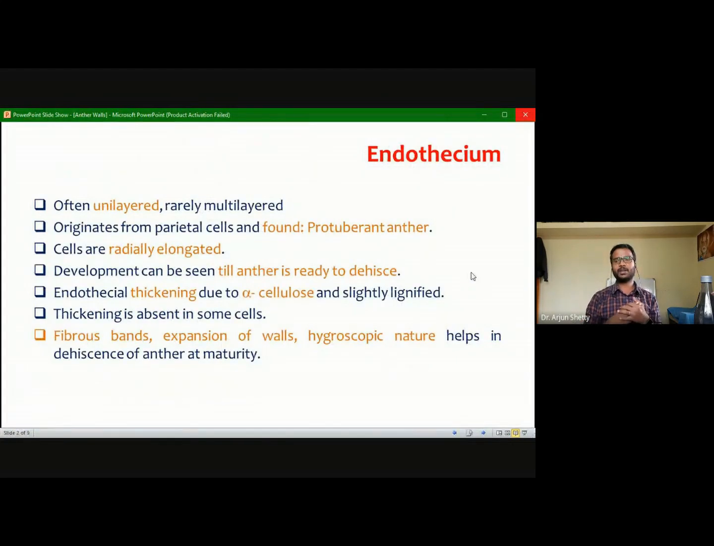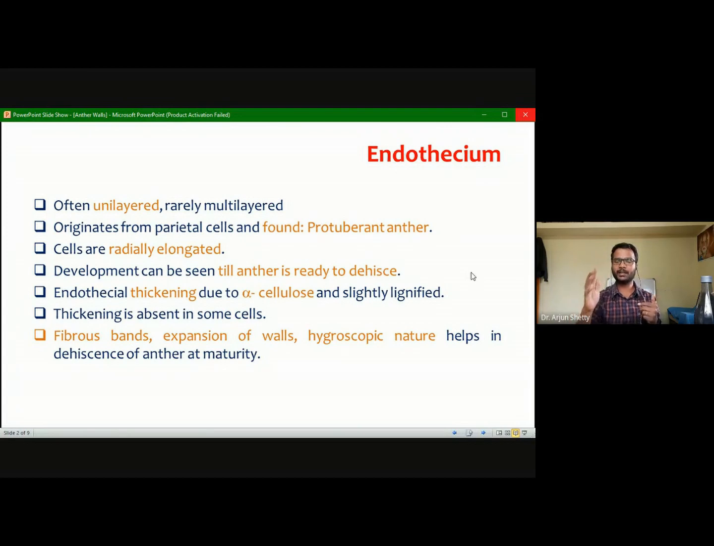Coming to the first, or outermost, anther wall, that is the endothecium. As I already told you in my previous class, in most textbooks and references we see the endothecium as usually unilayered. Very rarely, in some peculiar angiosperms or flowering plants, you see a multi-layered endothecium, but more often you see the unilayered endothecium. As we already discussed, the endothecium is formed from the primary parietal cell.